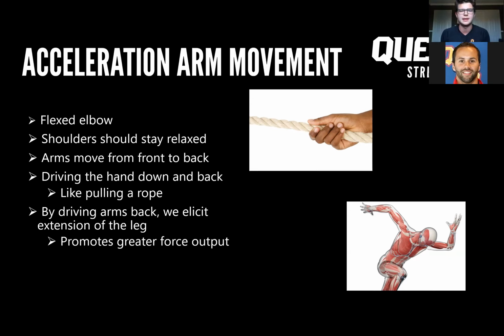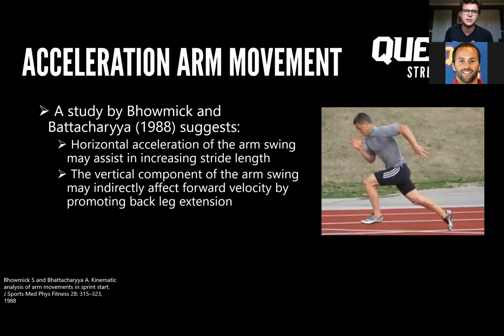And we want to drive our hand down and back, almost like you're pulling a rope. If you see in that picture, if you were to grip a rope in that position and want to pull it, you'd have to pull your arm back and down. I talk about it a little bit more on the next slide, but by driving our arms back, we elicit extension of the leg, which promotes greater force output. This is a study by, I'm not even going to try to pronounce these names because I will mess them up, but it basically finds that horizontal acceleration of the arm swing can assist in increasing stride length, which is what we want. If our stride length is greater, then we're going to move faster.